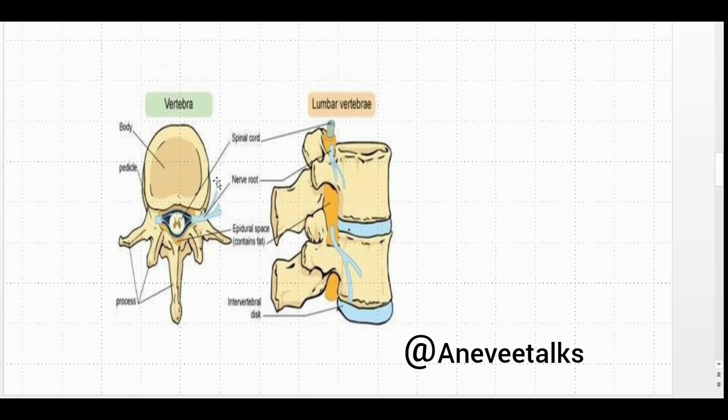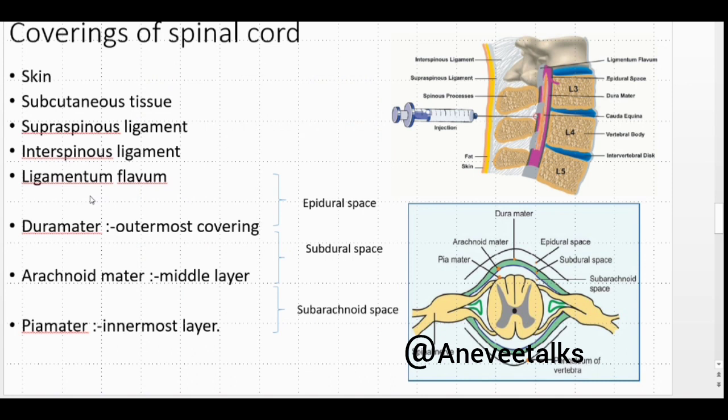The dorsal root takes the sensory information to the brain, and the brain makes a decision. The decision comes back through the motor, that is the ventral nerve root. So we have the spinal cord, gray matter, white matter, and the dorsal and ventral nerve roots. This is the one vertebra, and this is the spinal cord.